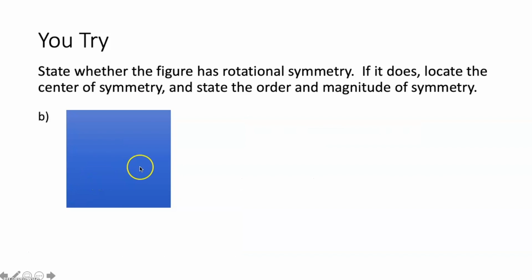Part B, doing the same thing. So first, is there a point I can put in here where I could rotate this figure about that point and then get the exact same figure without getting all the way around? Yeah, if I were to put a point right here, since this is a square, I could rotate around that point, and there's going to be at least 4 times that I get the exact same figure. So we say, yes, this figure does have rotational symmetry.